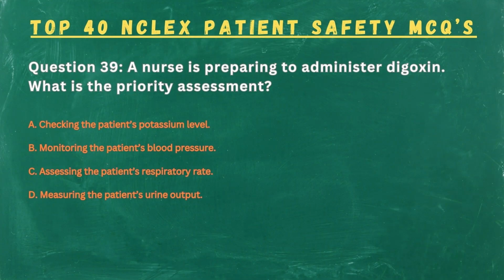Question 39. A nurse is preparing to administer digoxin. What is the priority assessment? A. Checking the patient's potassium level. B. Monitoring the patient's blood pressure. C. Assessing the patient's respiratory rate. D. Measuring the patient's urine output. Answer: A. Checking the patient's potassium level.